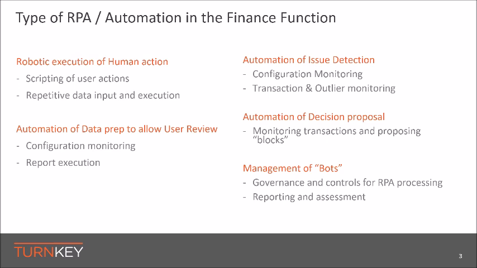Moving on from that, we'll start looking more towards the actual automation of issue detection. So getting the system to define and understand what should be an issue and highlighting that to the human. That includes things like configuration monitoring and also transaction and potentially data outlier monitoring as well. We can also take that a further step to look at the monitoring of actual transactions and proposing those blocks directly. So that's actually with a bot providing that automated decision. For those of you interested in GDPR, that comes with the same little pitfalls, but that's a topic for a different day.